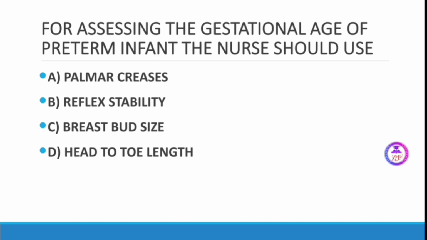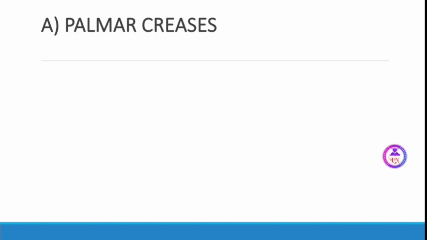Now the nurse should examine the palmar creases, the reflex stability, the breast bud size, or the head to toe length of the baby. So here a nurse will examine the palmar crease. Palmar crease मतलब हाथ में जो creases होती हैं उसको आइडेंटिफाई करके हम बच्चे को आइडेंटिफाई कर सकते हैं कि ये IUGR बेबी है या ये प्रीटर्म बेबी है.